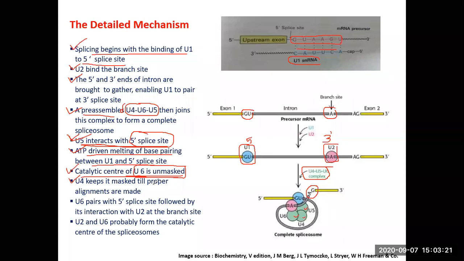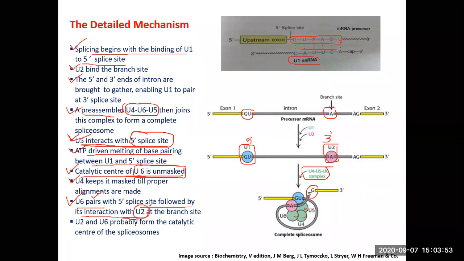It was waiting for what? It was waiting for U5 to pair with the 5' splice junction. So when everything is aligned properly, the catalytic center is unmasked. U6, where you have the catalytic center, pairs with the 5' splice site. How does that pairing take place? The standard answer is by complementarity, followed by its interaction with U2. Where is U2 located? U2 is present at the branch site.